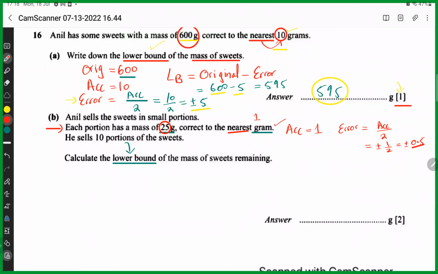Okay, let's find out the lower and upper bound of each portion. So the lower bound would be the original measurement, that's 25, minus the error, that was 0.5, and this would give me 24.5. This is the lower bound. And if I talk about the upper bound, it would be 25 plus the error, and it would be 25.5.